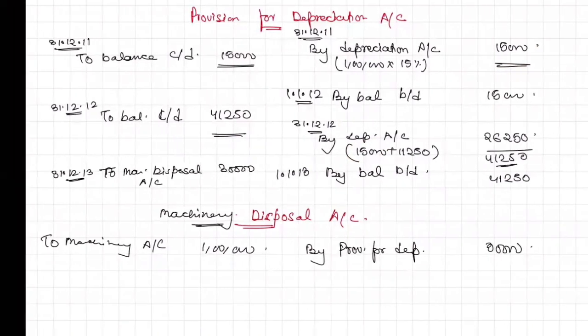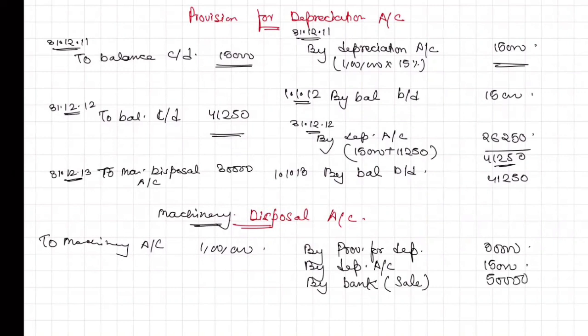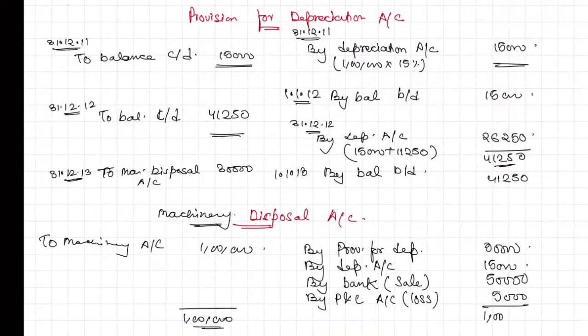And this asset is there for the whole year. Correct. So again, by depreciation account for this year's depreciation, that is 15,000. Correct. Then by bank because it is being sold, sale for 50,000. Correct. Now, if you tally it, it is 1 lakh. Okay. So here it will come by profit and loss account. That is loss of 5,000 will be reflected and this will be closed.